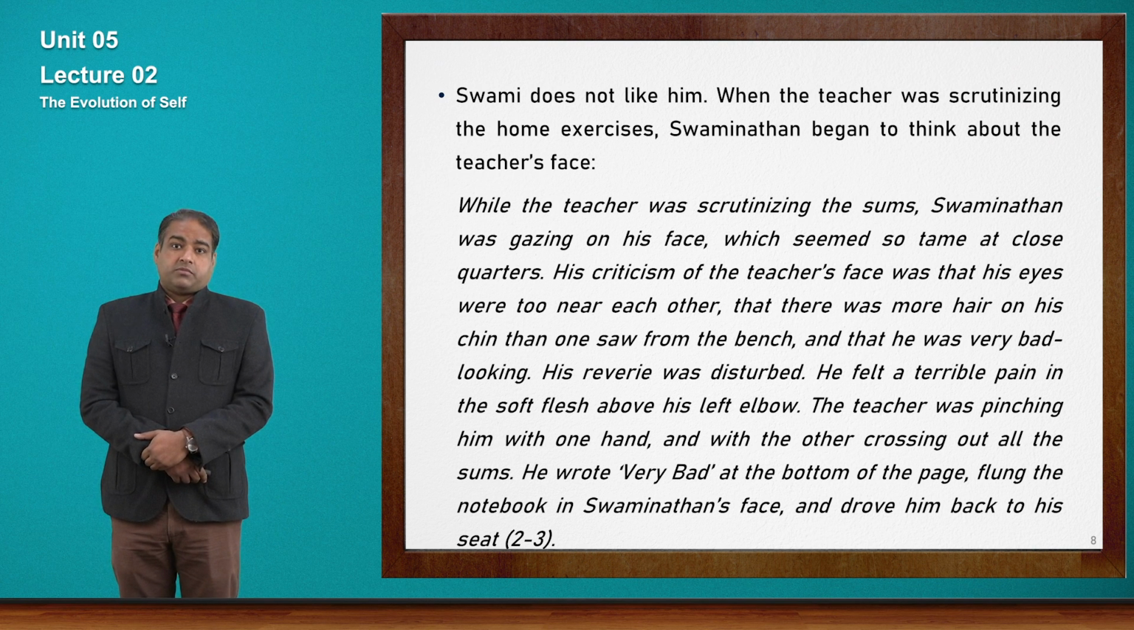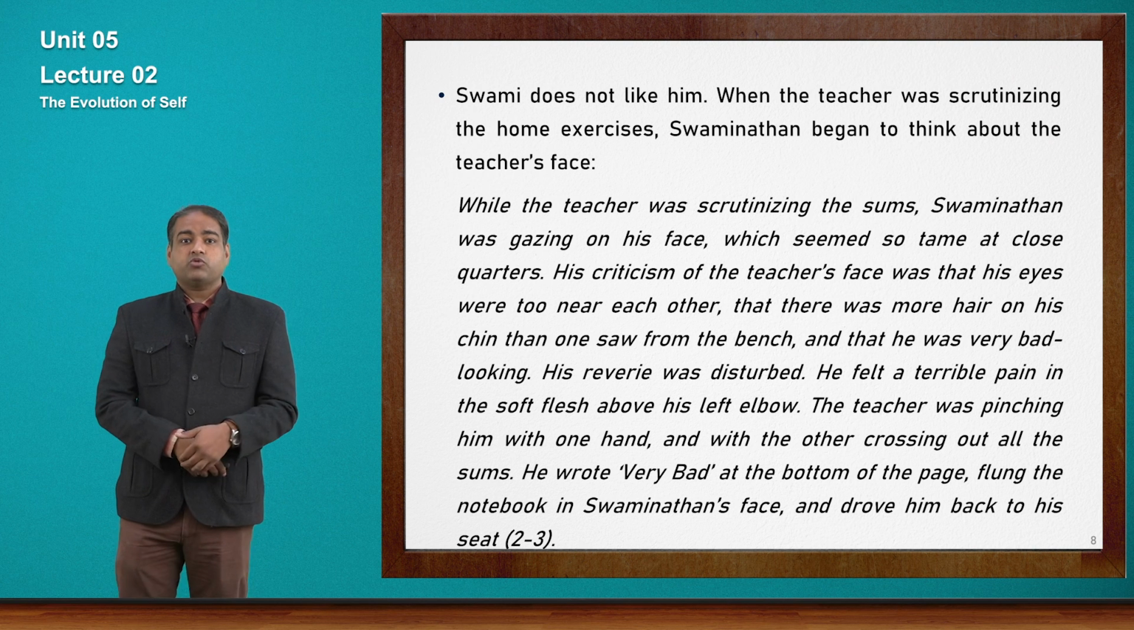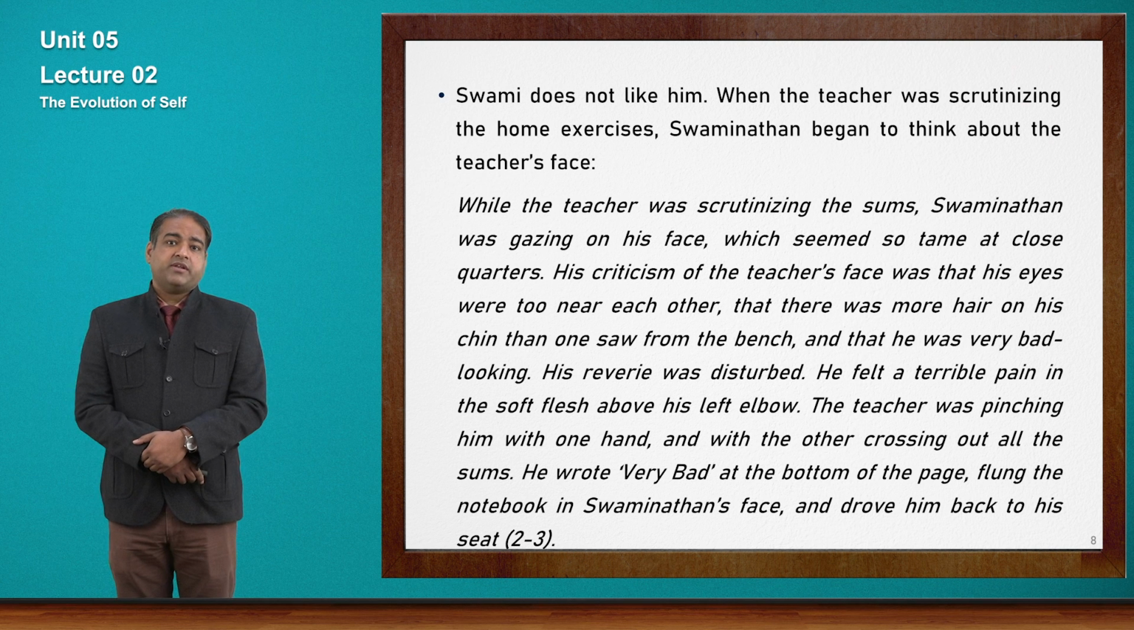"His reverie was disturbed. He felt a terrible pain in the soft flesh above his left elbow. The teacher was pinching him with one hand and with the other crossing out all the sums." The teacher is punishing Swaminathan because he was not able to answer the questions. So the teacher is pinching Swaminathan, and Swaminathan is filled with pain. "He wrote 'very bad' at the bottom of the page, flung the notebook in Swaminathan's face and drove him back to his seat." The teacher asked Swaminathan to come near him, wrote 'very bad' in his copy, threw the copy in Swaminathan's face, and then asked him to go back to his seat and sit there.